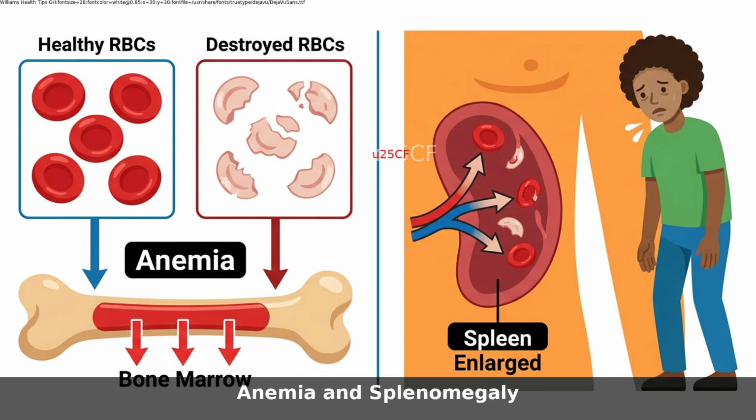The spleen acts as the body's blood filter. It removes infected and damaged red blood cells from circulation. Because of the increased workload, the spleen enlarges, a condition known as splenomegaly. Some patients experience pain or fullness in the upper left side of the abdomen.